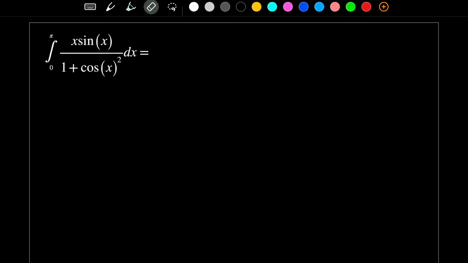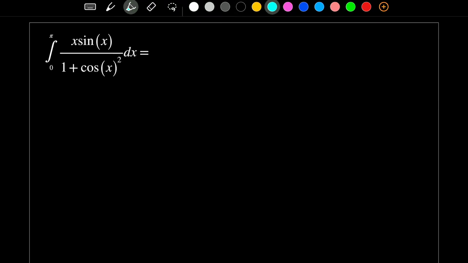Hello, today we're going to do this integral from 0 to 2 pi of x times sine x divided by 1 plus cosine x squared. So it's not an easy integral. Most substitutions don't really help us in any way. So what can we do here?